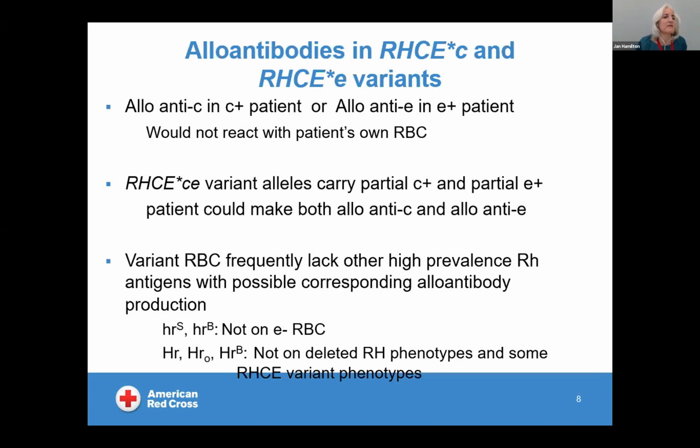However, if we're getting to some of the more broadly expressed antigens that are more toward the whole CE protein, like HR, HRO, or capital HRB, these are not found on those rare deleted Rh phenotypes, and some of the Rh variant alleles will encode for proteins lacking those. And when those particular allo antibodies are produced, then the whole serological investigation and teasing out what antibodies are there becomes very complex, and can only be performed using the most rare cells to tease apart.